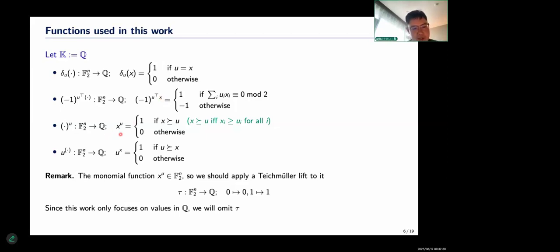And the third is a monomial function. When X is partially larger than or equal to U, then it is 1, otherwise it will be 0. The fourth is similar: when U is partially larger than or equal to X, then it is 1, otherwise it will be 0.